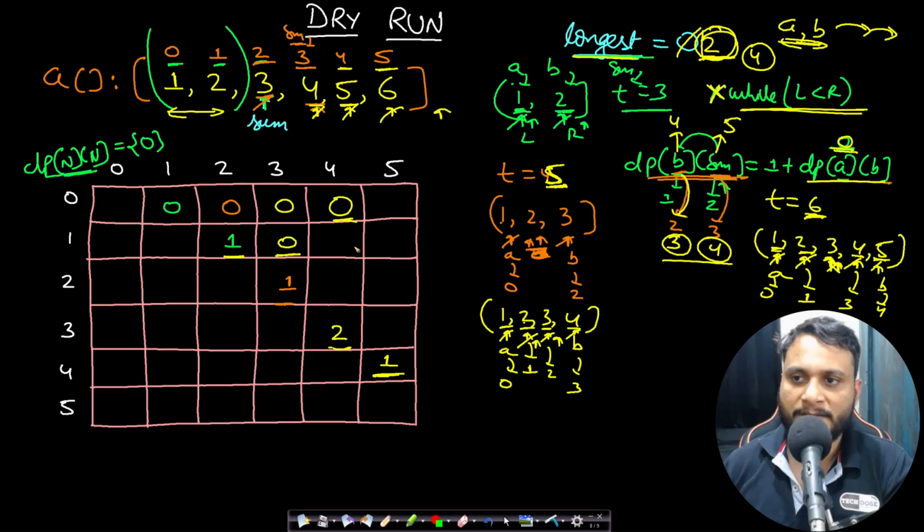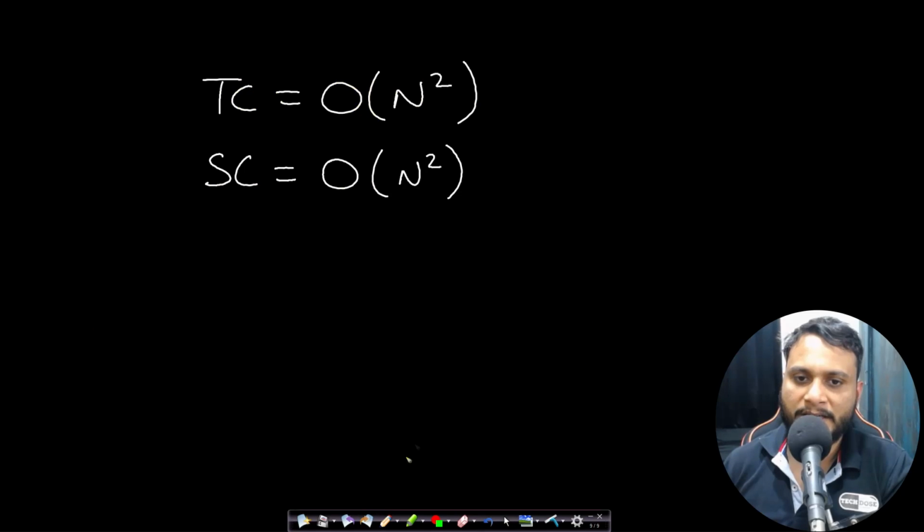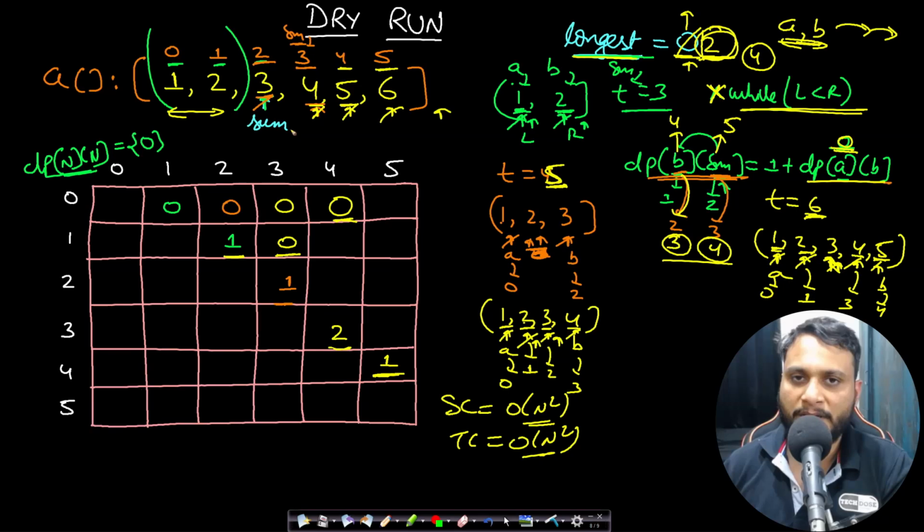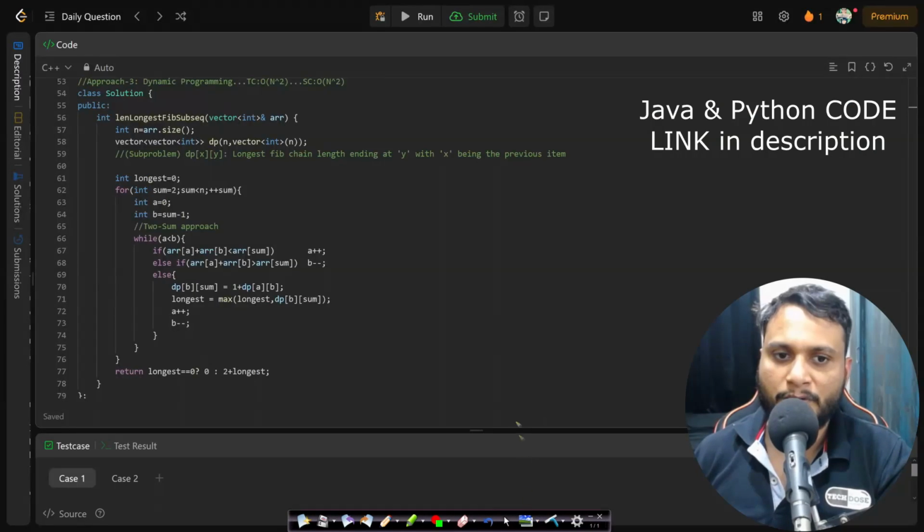But in this case, if any extension was not possible, then the longest length would have been 0, and so you will be returning 0, right? So this is the entire approach. In this case, the space complexity is due to this table, which is n square, and the time complexity will also be n square, because we are trying to check all the possible combinations of pairs, right? So I think this is extremely clear. Let's now look at the code.